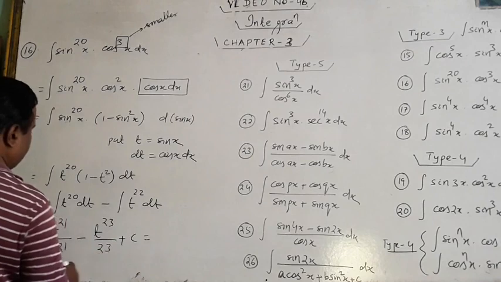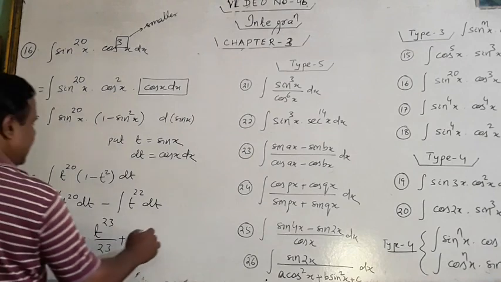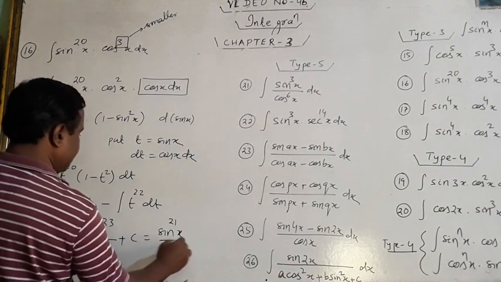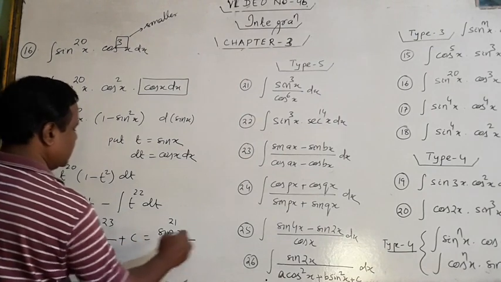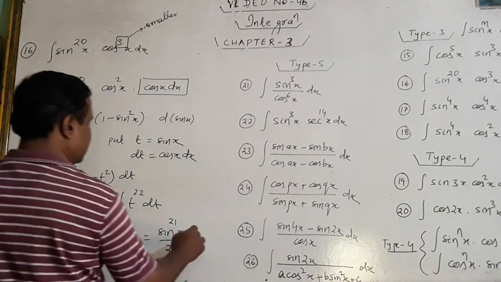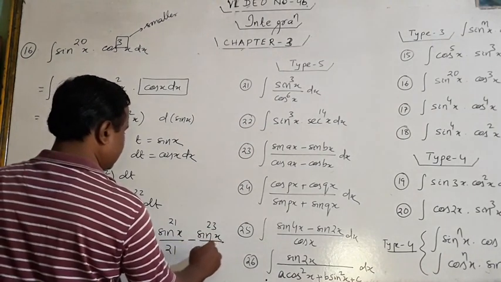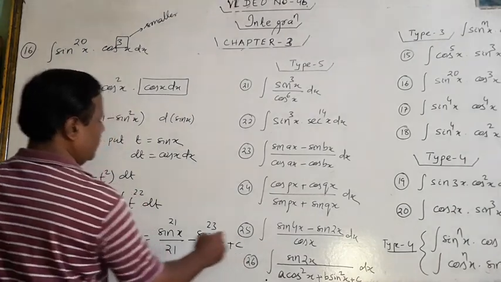If we put the value of t, that is sin x, the answer is sin x power 21 by 21 minus sin x power 23 by 23 plus c. Okay?